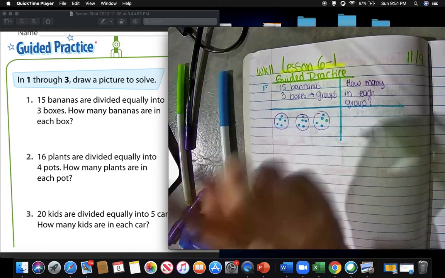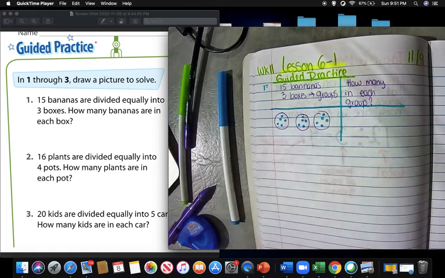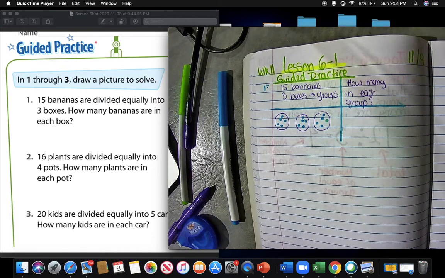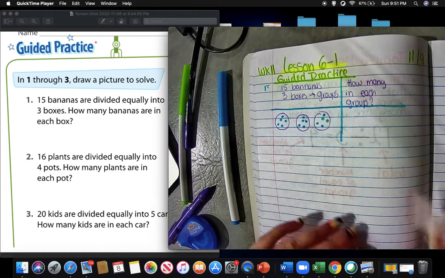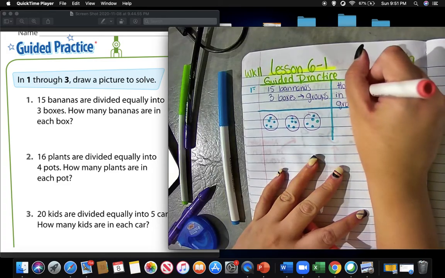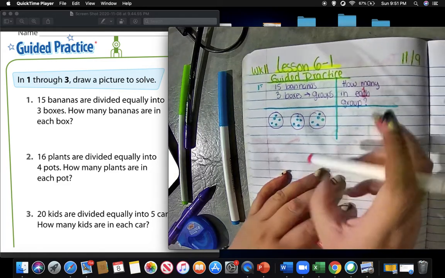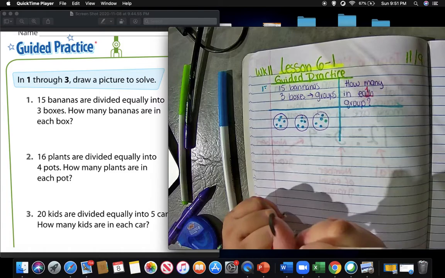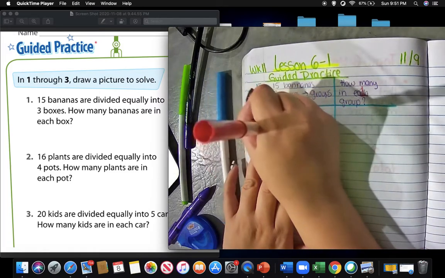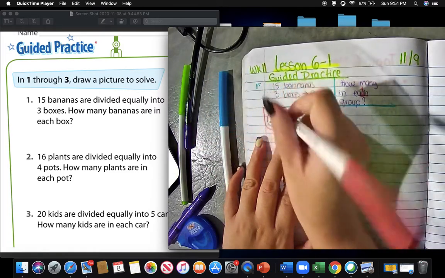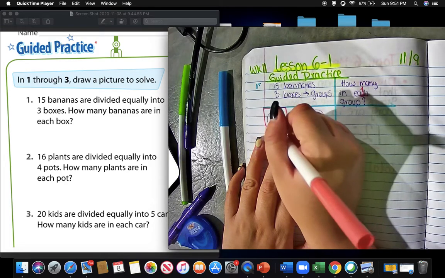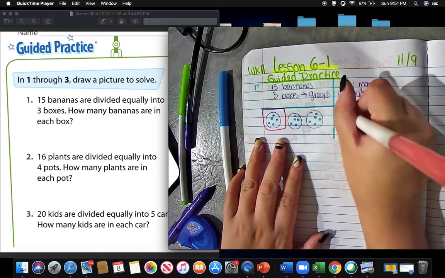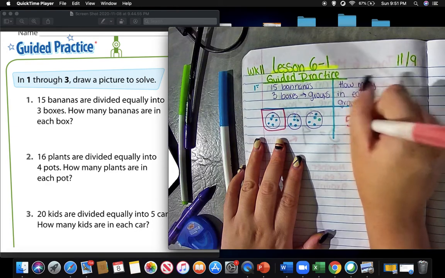So how many bananas are in one? Remember that each means one. So how many bananas are in one group? So how many do I have here? I have 1, 2, 3, 4, 5. So the answer is 5 bananas.